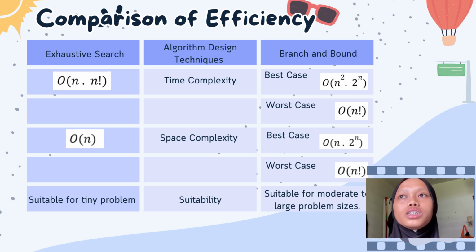So in conclusion, we can say that while exhaustive search is only practical for very small instances of the TSP problem, branch and bound offers a more efficient and scalable solution for moderate to large instances. Depending on the problem size, branch and bound is generally the better choice for solving TSP in most real-world scenarios.